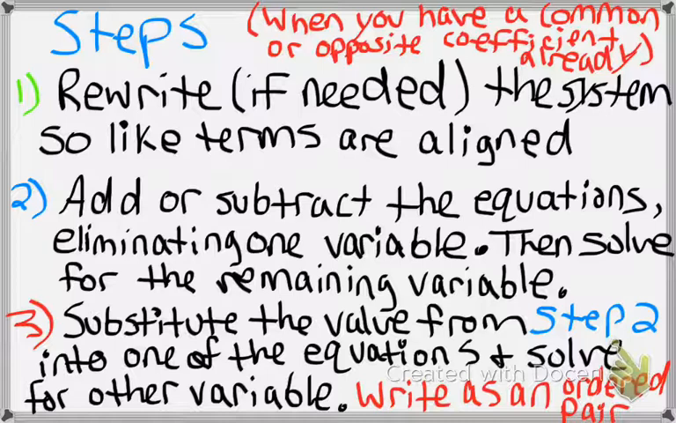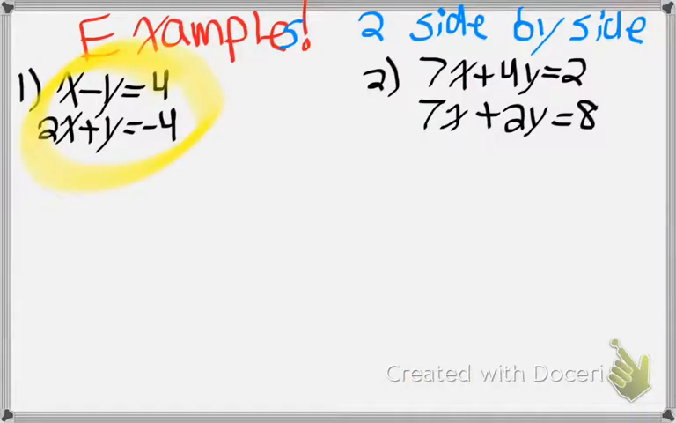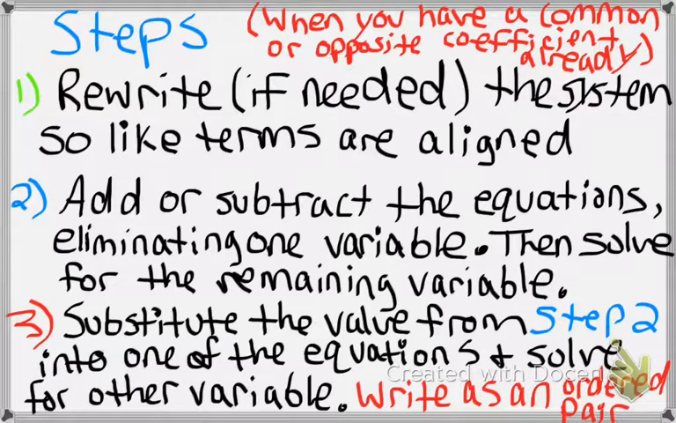Step one is to rewrite, if needed, the system so that your like terms are aligned. Now I'm going to jump ahead for 3 seconds. Don't freak out. I'm coming right back. If you look at this example, our like terms are aligned. The x's are over each other, the y's are over each other, the constant term is over each other. That's what I mean by being aligned. Okay, I'm back.